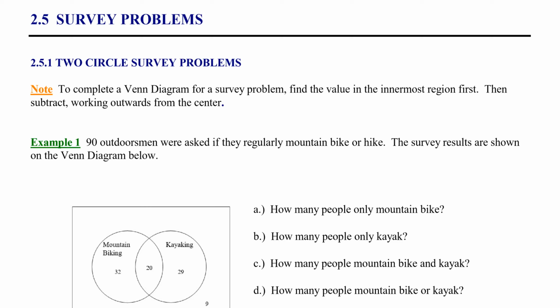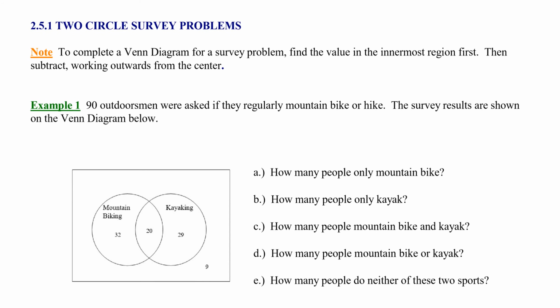To complete a Venn diagram for a survey problem, find the value in the innermost region first. As we did in the previous section, we have to identify elements that belong to the intersection of the circles, and then we fill out the Venn diagram moving outward from the center. In a survey problem, this is going to require some calculations. Generally, we will subtract working outwards from the center. That is, we'll determine how many elements belong to the intersection, and we'll subtract that from the total number of elements in that set to fill out outermost regions.